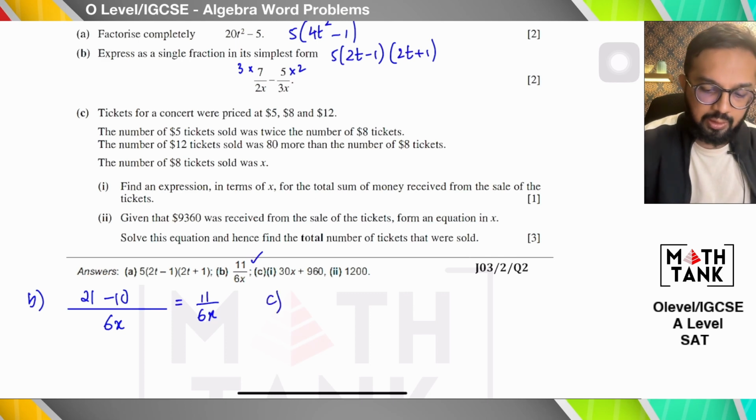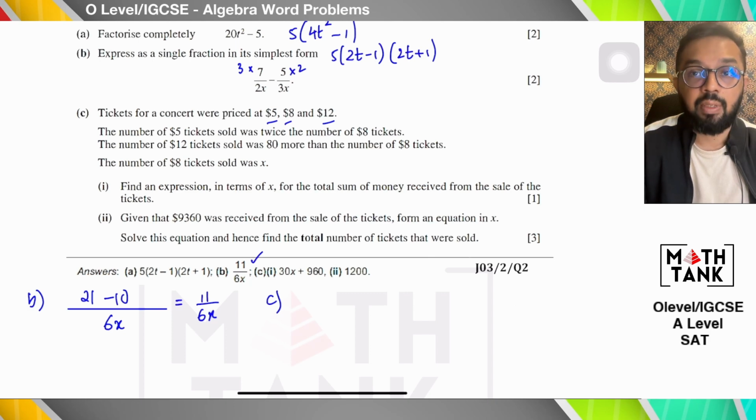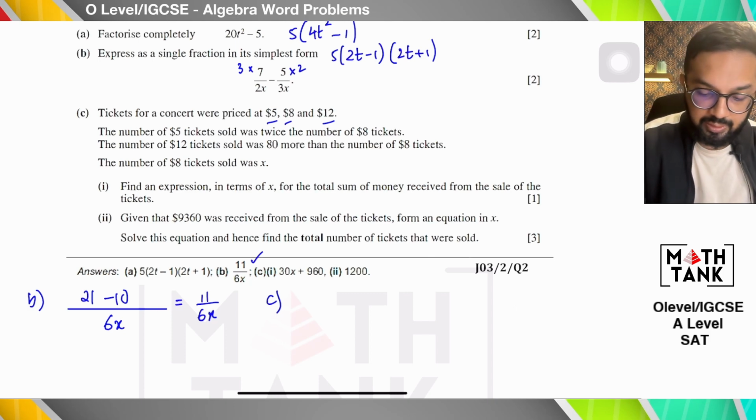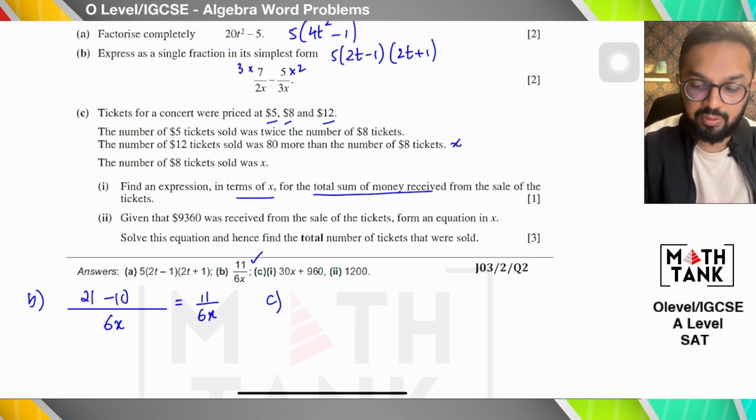Okay, then C. Tickets for a concert were priced at $5, $8, and $12. The number of $5 tickets sold was twice the number of $8 tickets. The number of $12 tickets sold was 80 more than the number of $8 tickets. The number of $8 tickets sold was x. Find an expression in terms of x for the total sum of money received from the sale of the tickets. So for these tickets, I had x tickets and I had $8 as one value. So that is 8x. 8 times x.